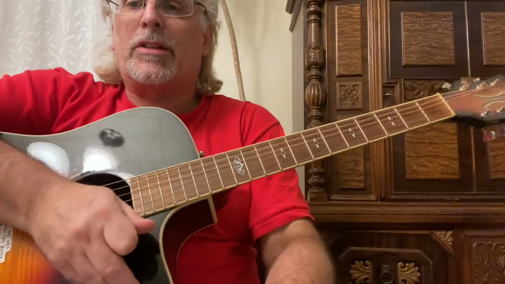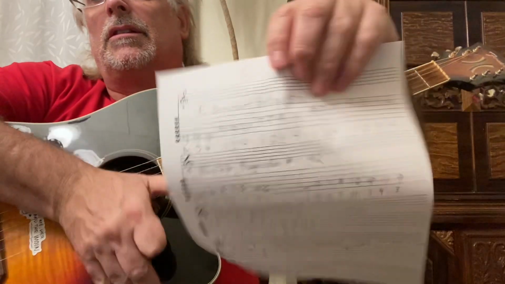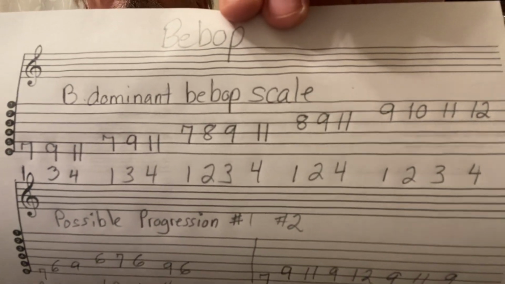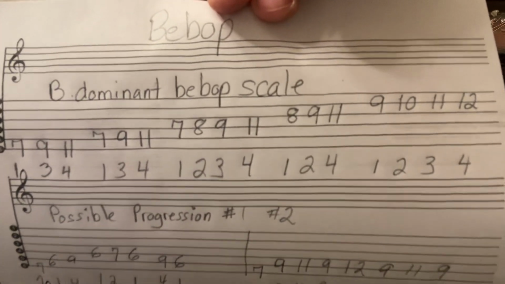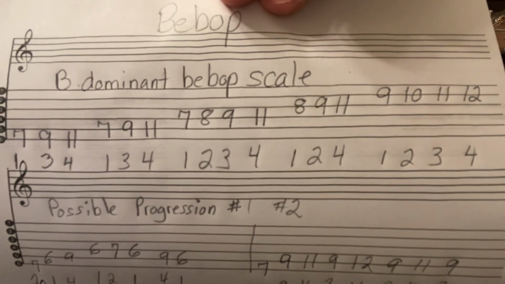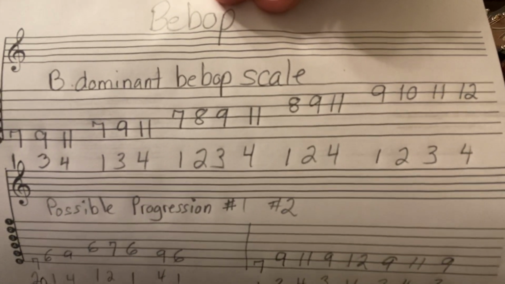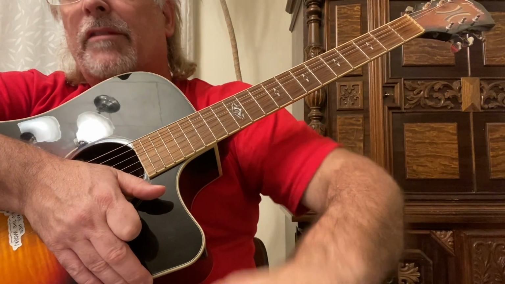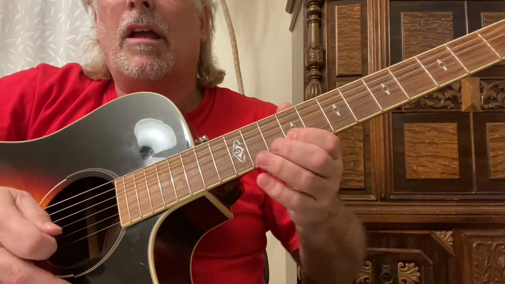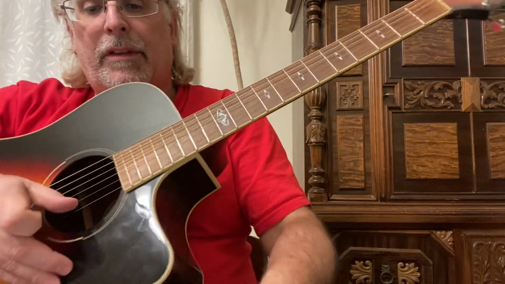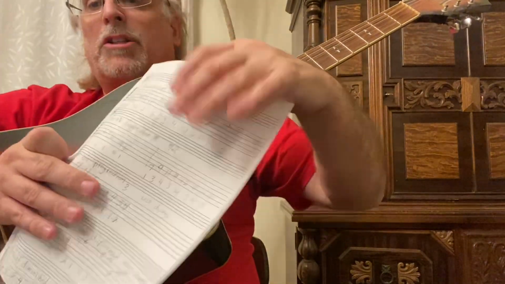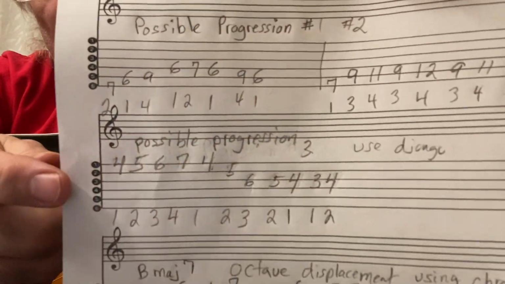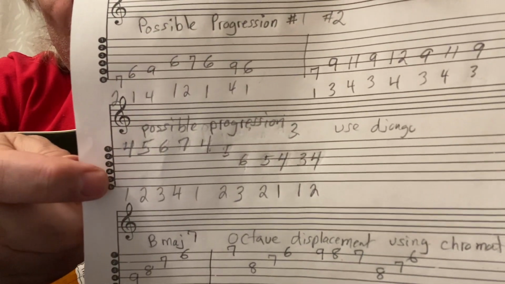So let me show you the scale, first of all. Take a screenshot of the top line. See the fingering? And it's just one place to play it. So it's a B dominant bebop scale. And then I play that, but instead of playing that, I'm going to play this possible progression number 3 right here. We're going to jump right ahead. So look at that one.